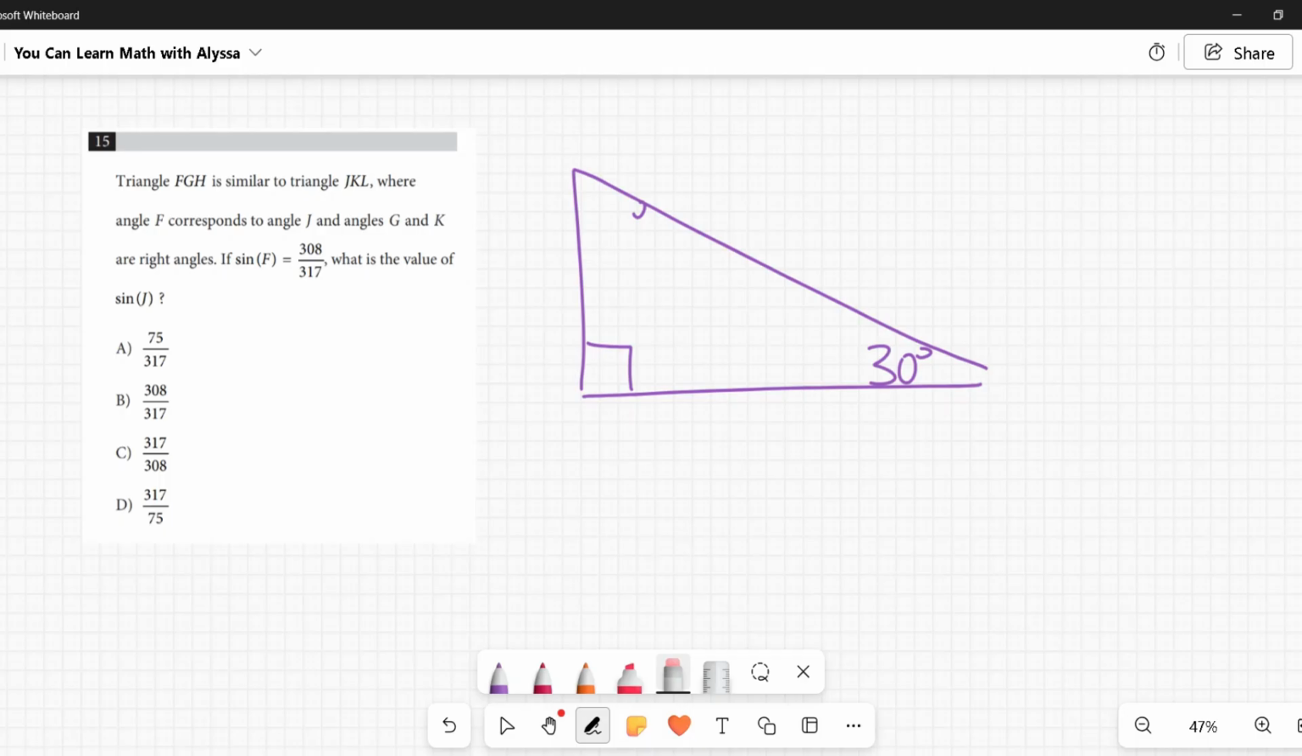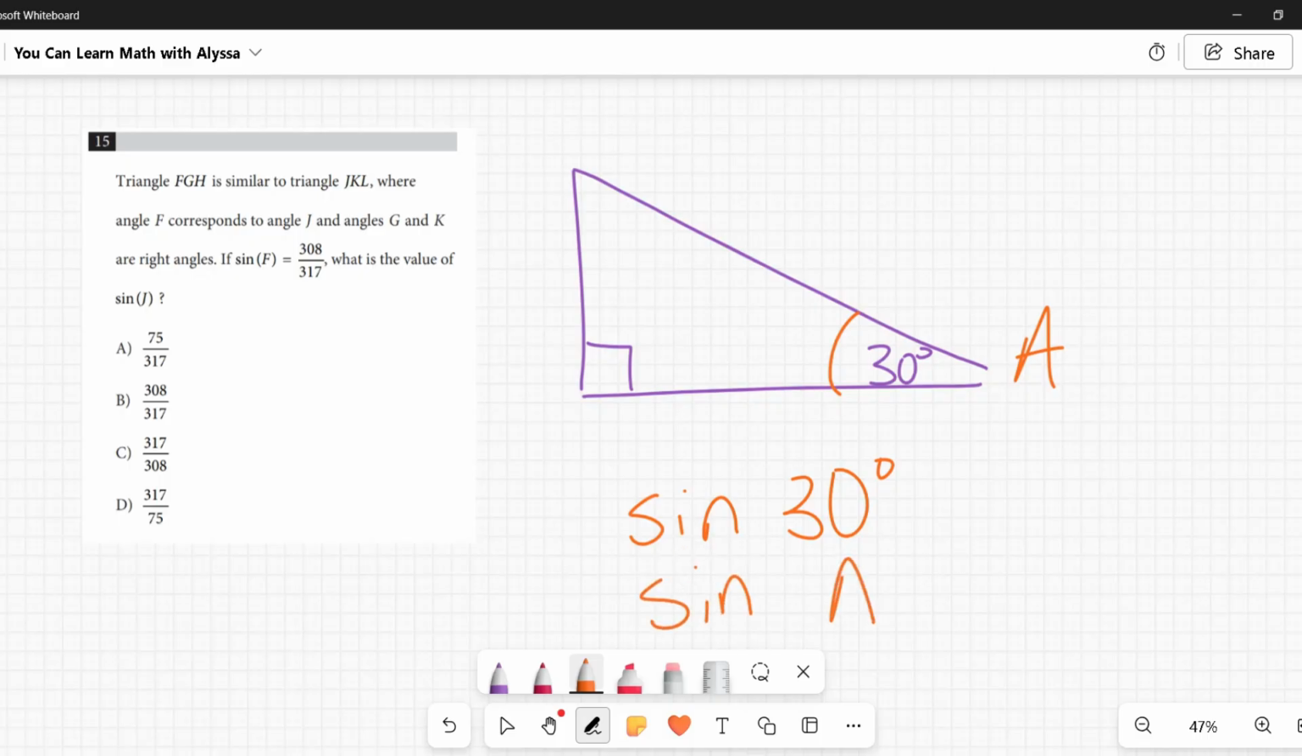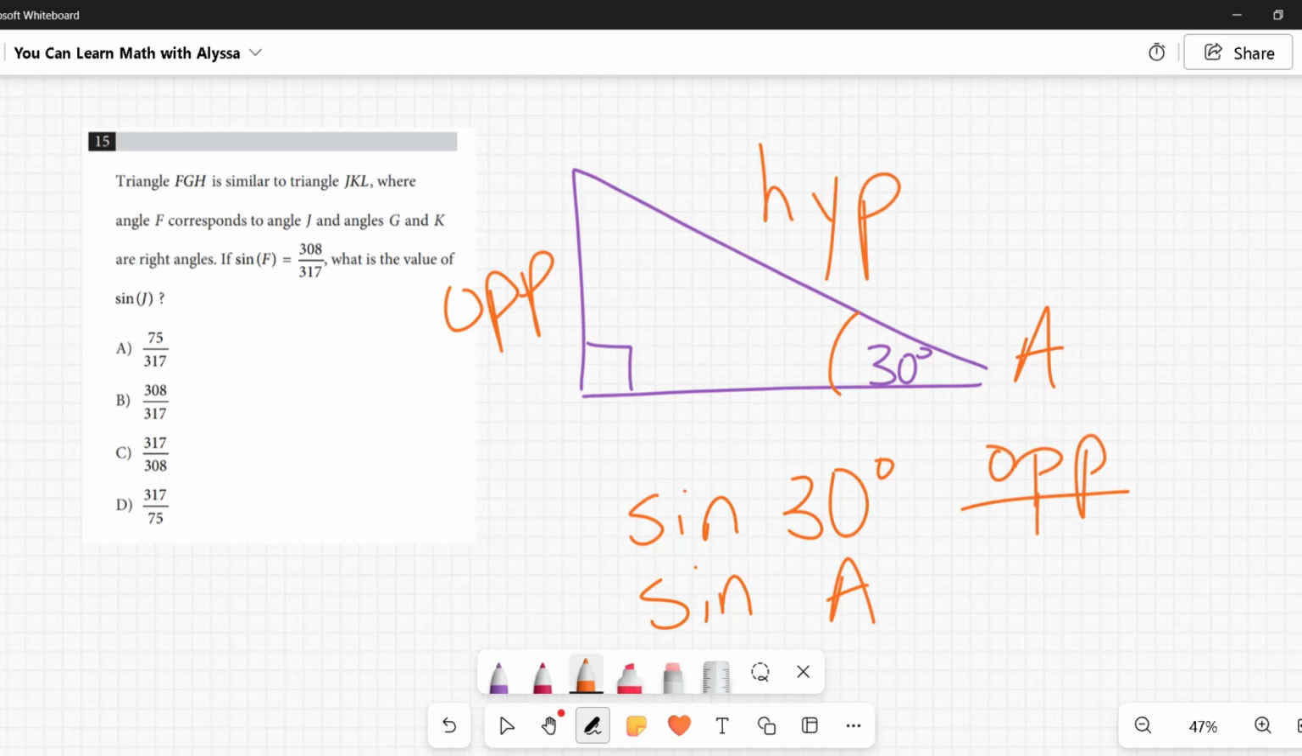If I want to know what the sine of this angle is, like in this case, the sine of 30 degrees, the sine of this angle, the sine of angle A, I could express it either way. It's going to be the length of this opposite side divided by the hypotenuse. That is sine, and that's what this particular problem is testing.